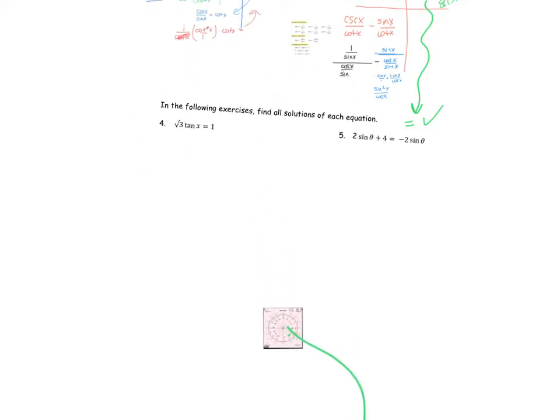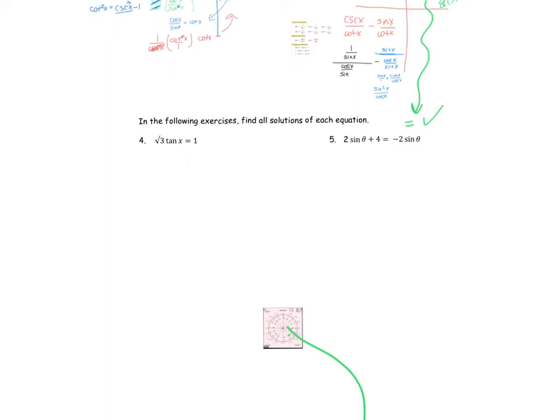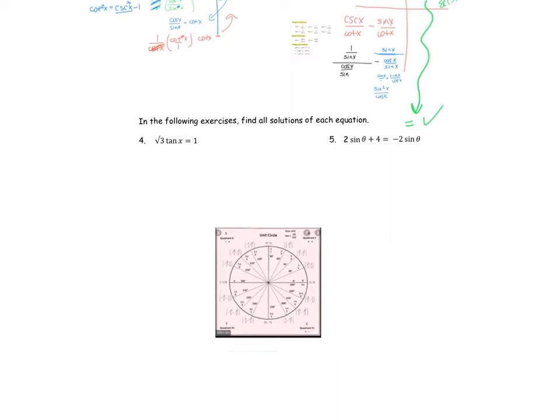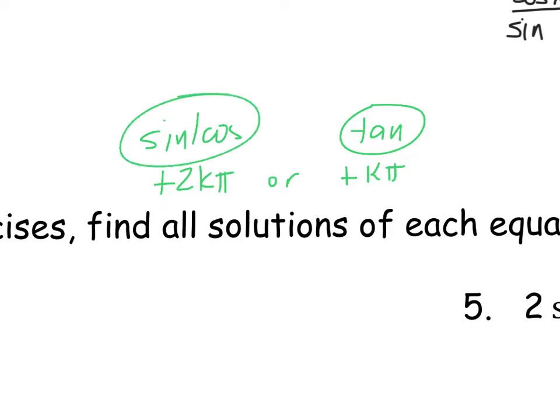On your test, you guys need to be aware that there are going to be 2 types of questions. There's only going to be one that says find all the solutions. The rest of them are going to give you the interval of 0 to 2 pi. What is the difference there? If I say all the solutions, what do I have to put at the end of my answers? Plus 2k pi or plus k pi, right? This is for tangent and cotangent, and this is for sine, cosine, and their reciprocals. Correct?